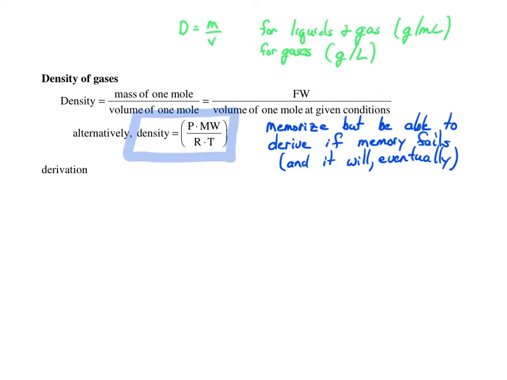We start with simply what we want to calculate. We want to have the mass of 1 mole divided by the volume of 1 mole. The mass of 1 mole is given by the formula weight. Note here the expressions of molecular weight and formula weight are used interchangeably, simply meaning the mass of 1 mole. Now we divide by the volume of 1 mole.